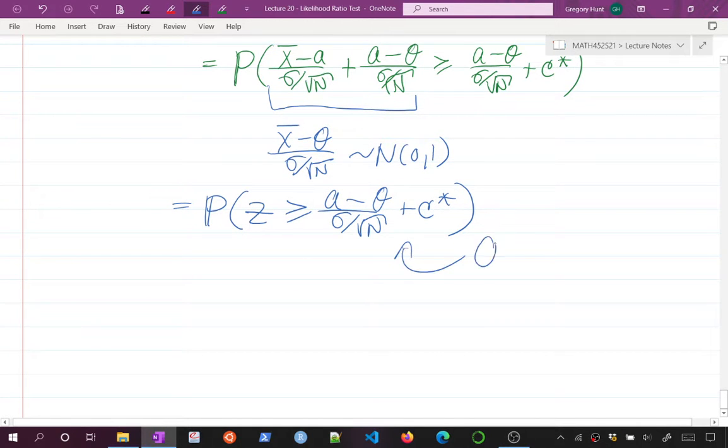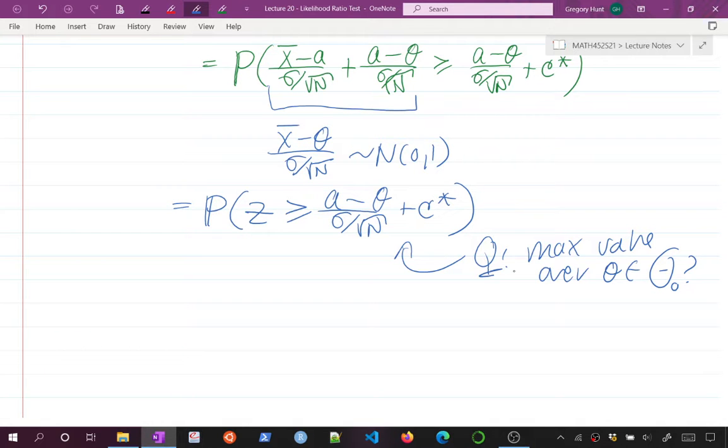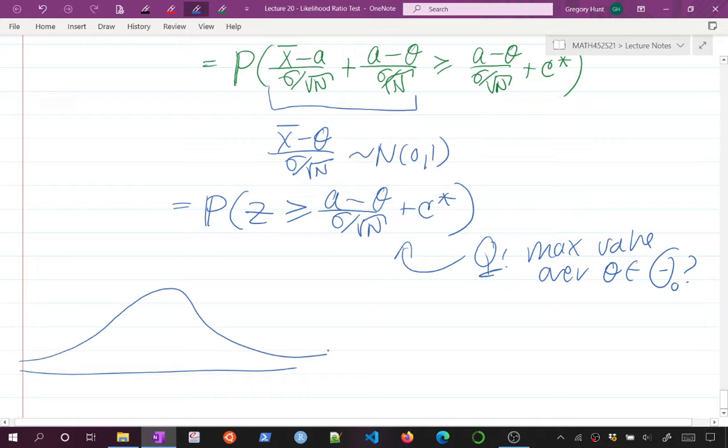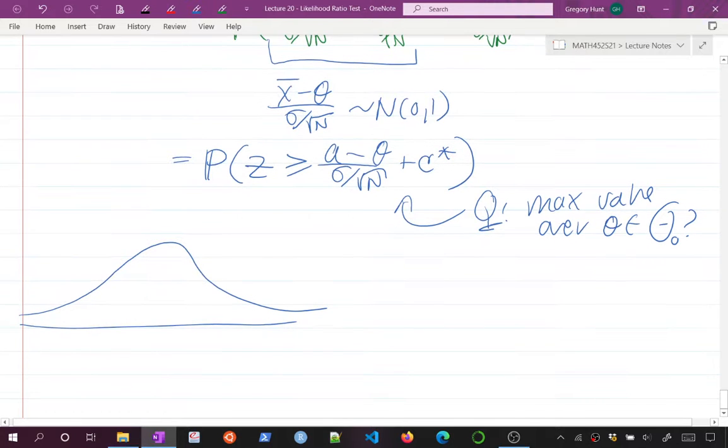And I want to find the maximum probability. So my question is, over all possible theta in my null hypothesis, what's the maximum value this thing can take on, right? Because I want to fix that at alpha. So if you think about what's going on, this Z is a standard normal, right? And so it has a center at 0. This is my standard normal.